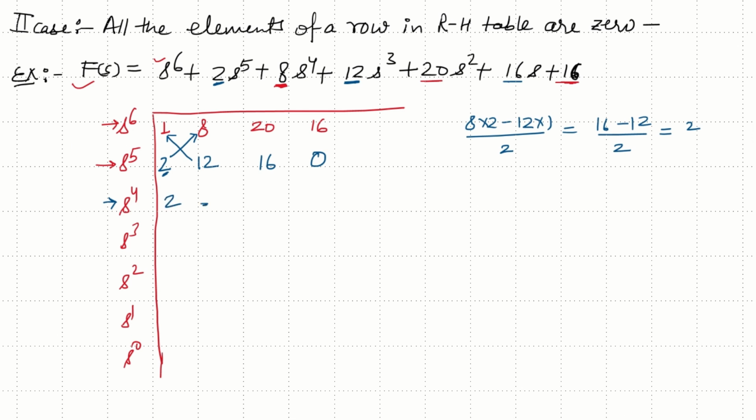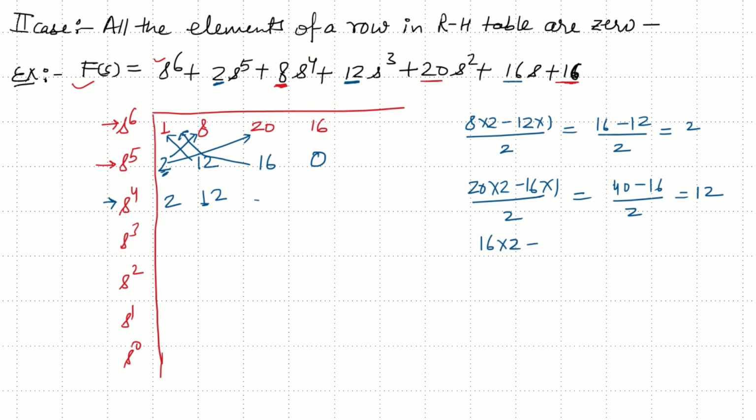For the next coefficient, we multiply this 2 with this 20, minus 16 into 1, divided by 2. Let me write it here: 20 multiplied by 2 minus 16 multiplied by 1, divided by 2. So this comes out to be 40 minus 16 divided by 2, which is 12. Similarly, we can calculate the next coefficient: 16 into 2 minus 1 into 0, divided by 2, which comes out to be 16.